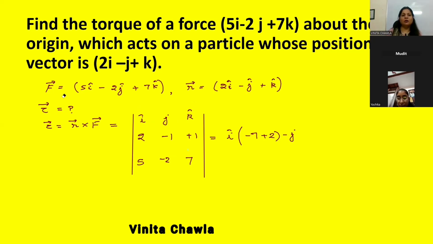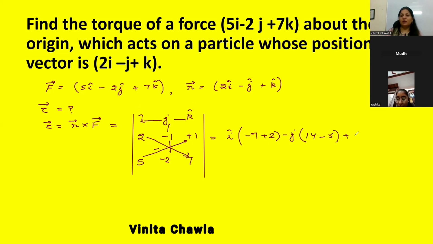Now hide your first row and second column. Now we have these numbers 2, 5 and +1, 7. Again cross multiply these numbers. Mark the arrows in the forward direction. Bottom to top is negative. So 7 2s are 14. Plus minus minus, 5 1s are 5.